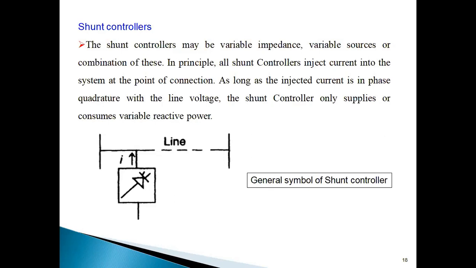Once again, repeating, the best location is the midpoint of the transmission line. Why? Because when I connect there, the transmission line gets divided equally and reactance X becomes X by 2, X by 2. In the first segment, the power flow is now twice that of the uncompensated system. So that's why we say that it is the best location for connecting the shunt FACTS controller.